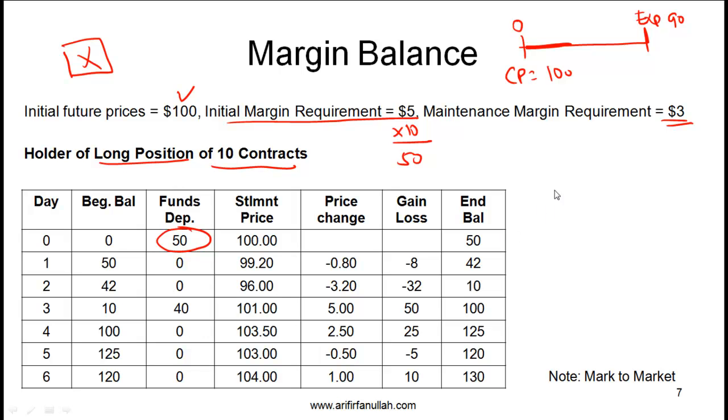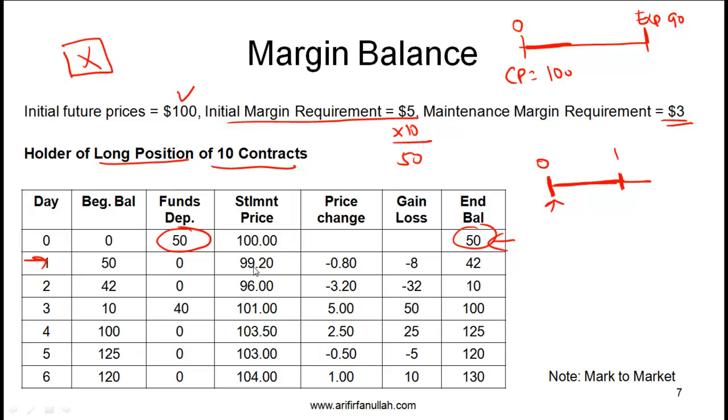So you can think of this first line as representing what's happening at the beginning of day 1, which effectively is day 0. Then what happens during the first day? This line over here represents the end of day 1. So day 1, as shown above, the ending balance for day 0 becomes the beginning balance for day 1, which is this point over here. Funds deposited 0.